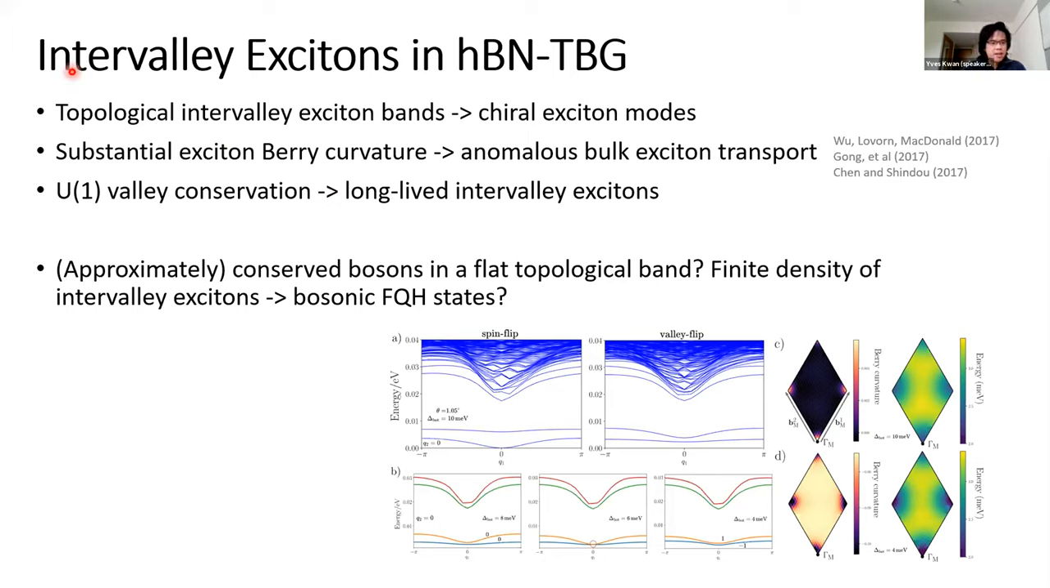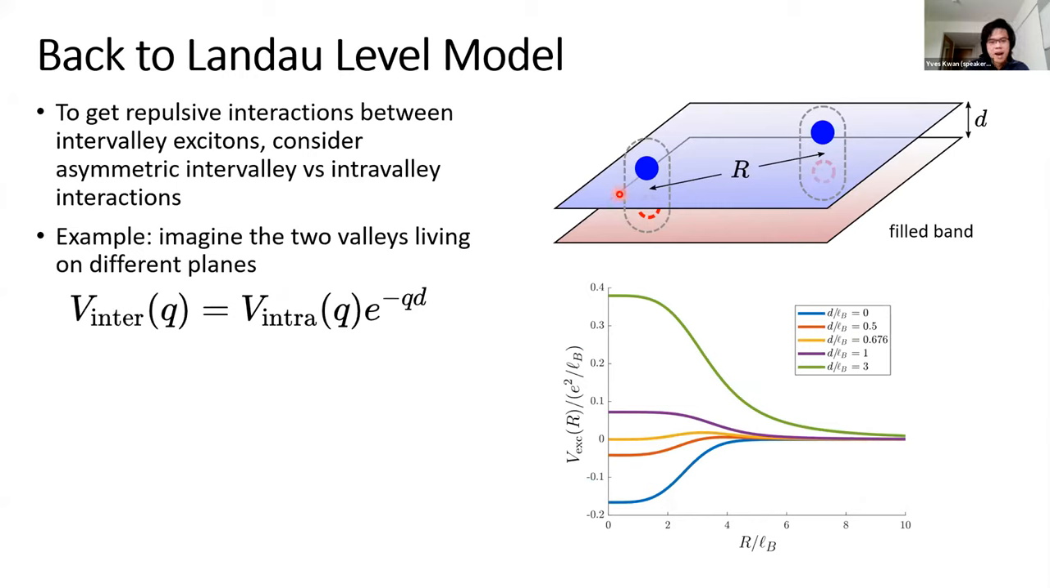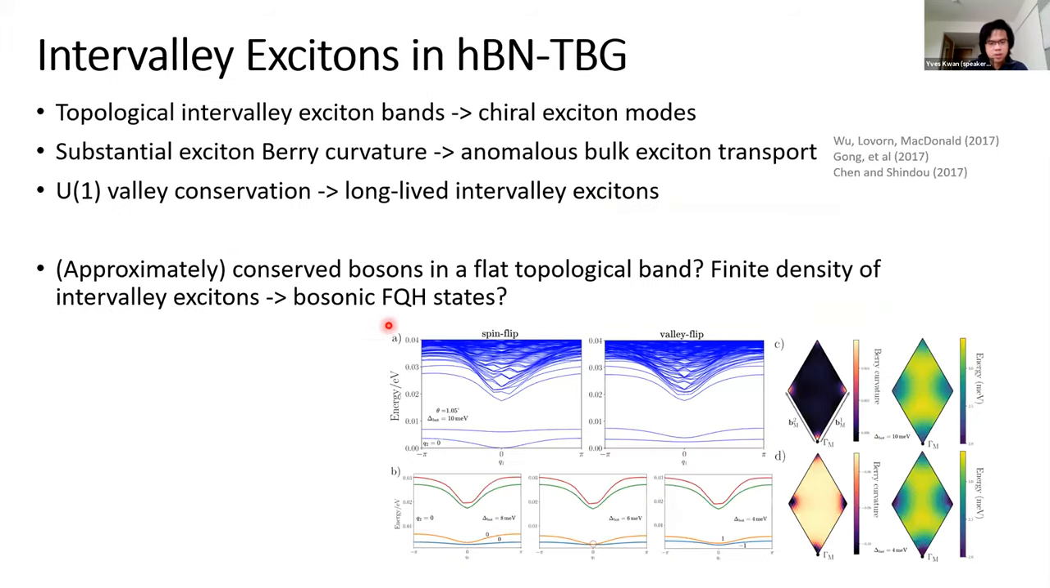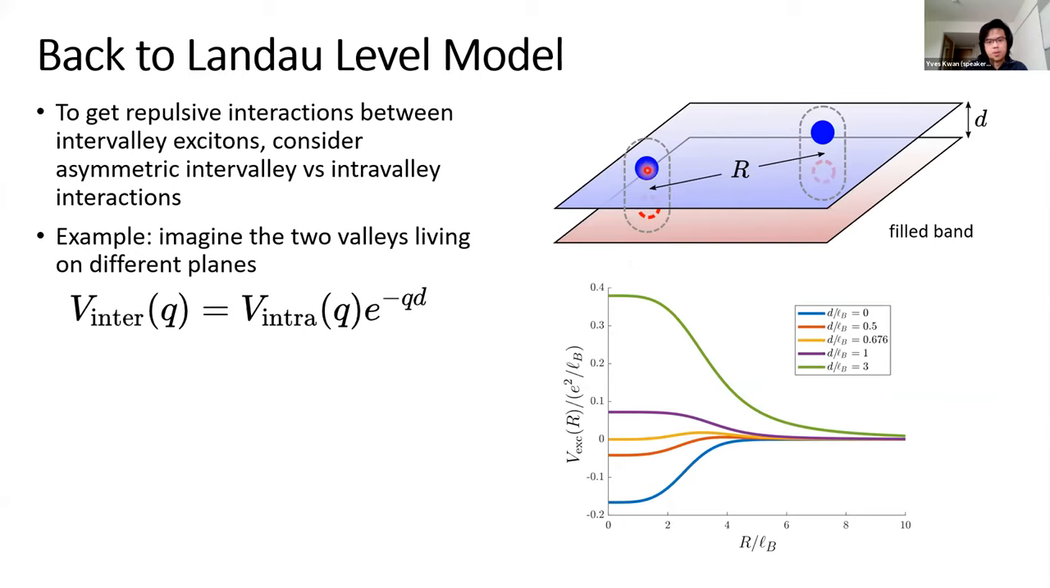And so aggregating these observations together, I come to the following statement, which is that it looks like we have approximately conserved bosons in a flat topological band. And that's quite striking because now you can wonder what happens if we have a finite density of such bosons. Can we, for example, stabilize some more exotic state, such as a fractional quantum Hall state of such bosons? So to answer this question, I'm going to resort back to the lambda level model. And one question I need to answer is, what are the inter-exciton interactions? Because in order to have any hope of stabilizing such fractional quantum Hall states, I need to ensure that the objects, the bosons, repel.